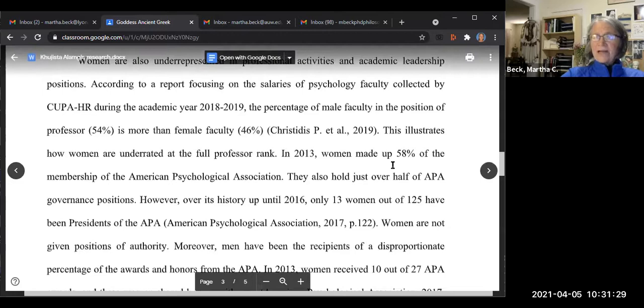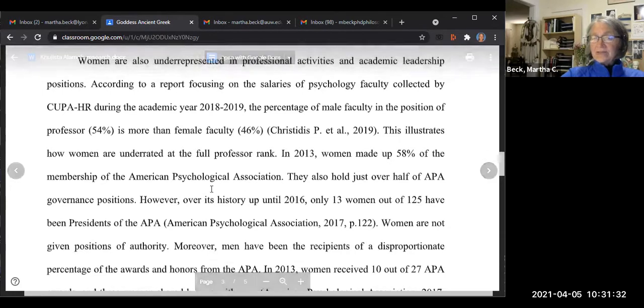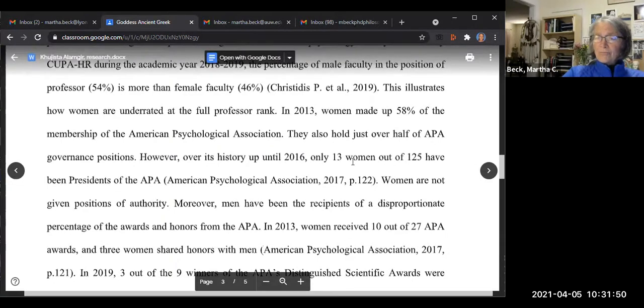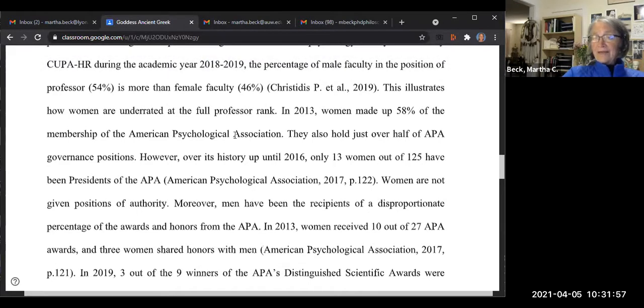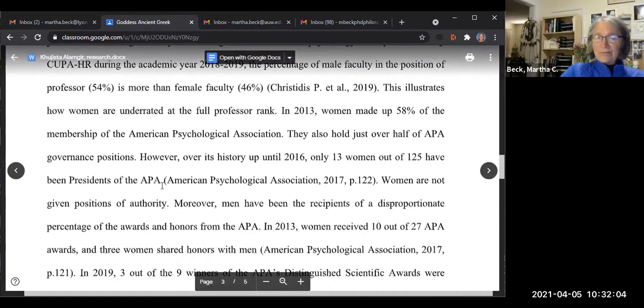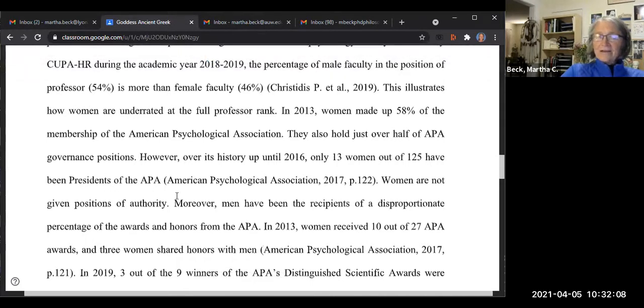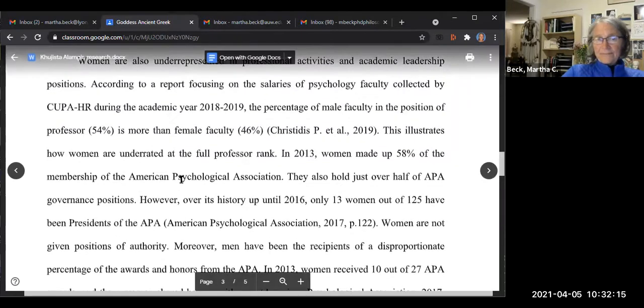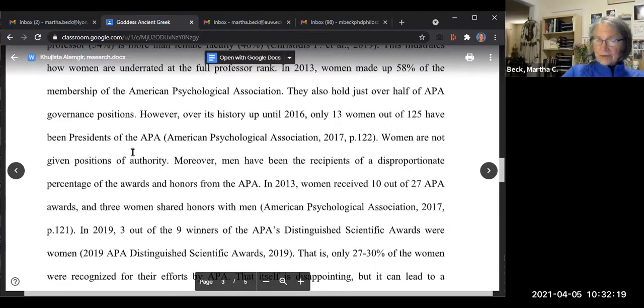Women made up 50%. Okay, here's another thing. The American Psychological Association, they hold just over half of the governance positions, all right? So they make up over half of the members and over half of the APA governance. However, a very small percentage of women have been presidents, right? So the fact that you can just join the APA by paying your dues, that's no big deal, right? But who gets promoted to president? They're not given positions of authority, right? So that's a power position, president.